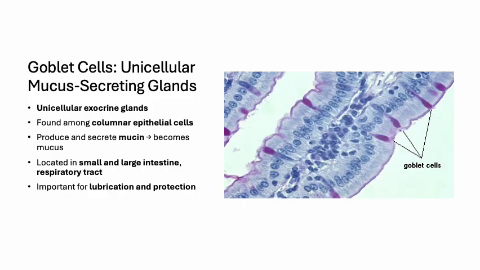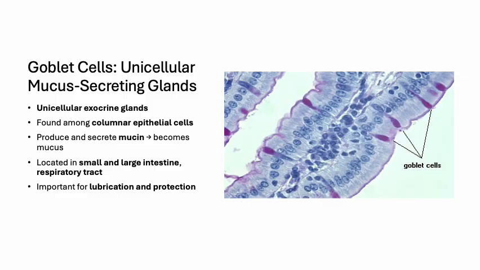Goblet cells are an example of unicellular exocrine glands embedded within epithelial tissues. They are found scattered among the columnar epithelial cells, especially in the respiratory and digestive tract. Their main job is to produce and secrete mucin, which is a substance that combines with water to form mucus.